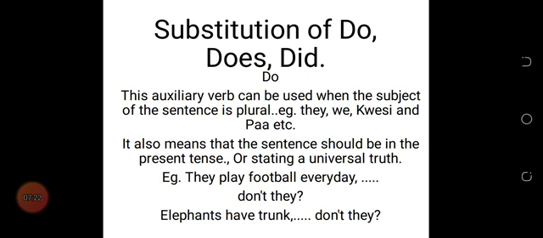Elephants have trunk. We know elephants, okay. It is a fact. Elephants, all elephants over the world, they have trunk. So the question is, don't they? I hope that is clear. All right. So we identify the subject. If it is plural, then we go for do. If it's stating the thing in the present tense, we will still go for what? Do. All right. Let's proceed.